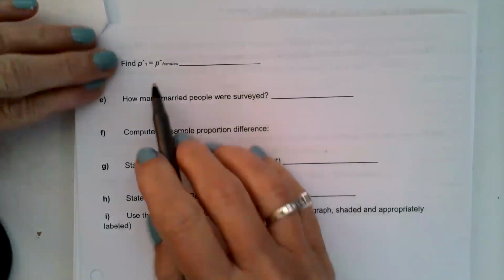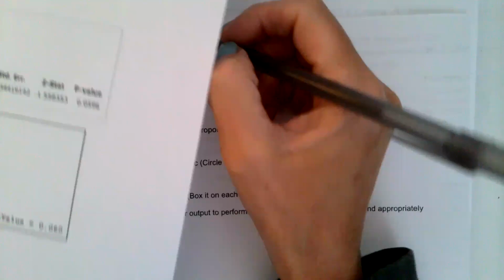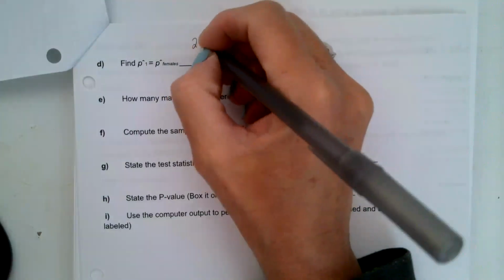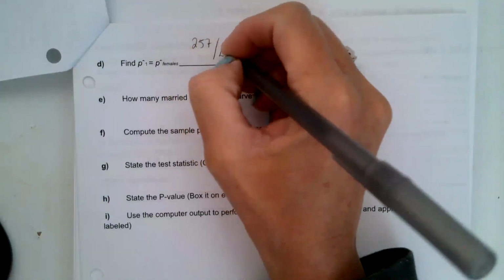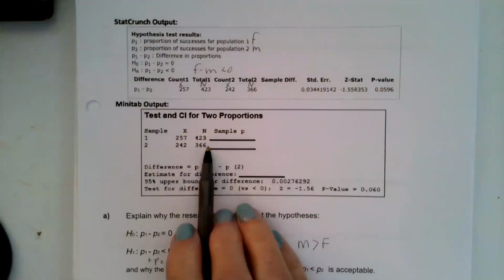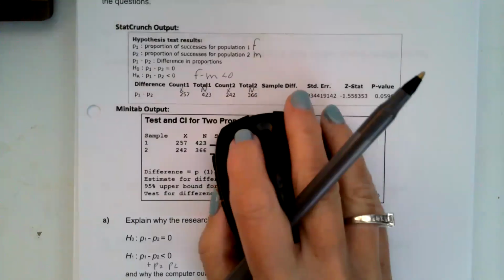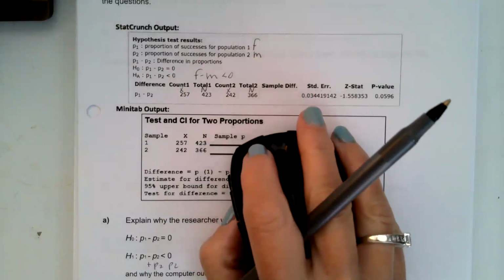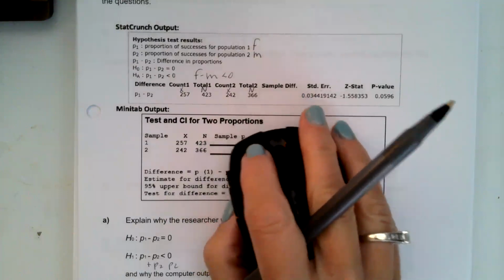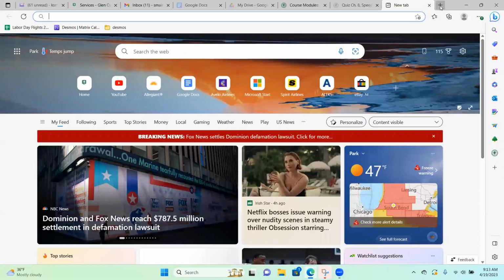Now, letter D says, find the proportion 1, or the proportion of females. So that is 257 divided by 423. We're going to find that and put that here under sample P. So we're going to go share our screen, and we're going to go to Desmos.